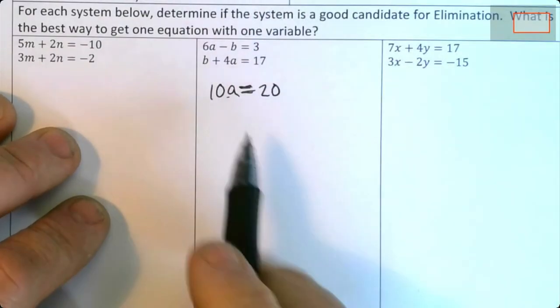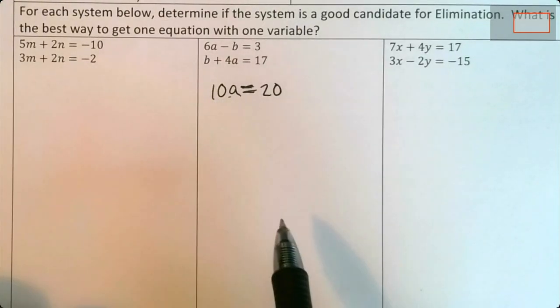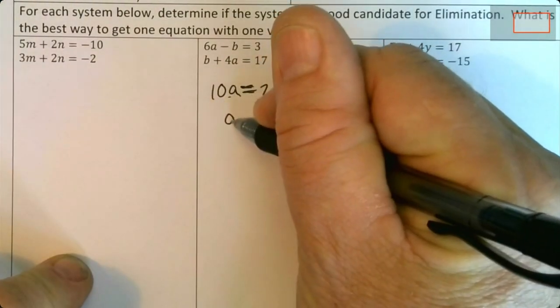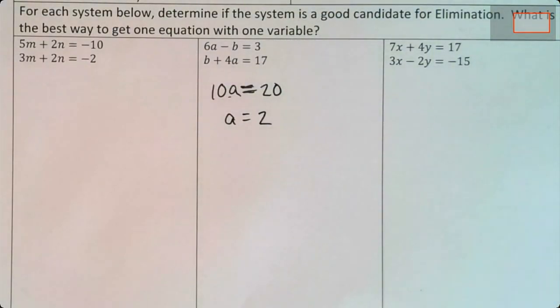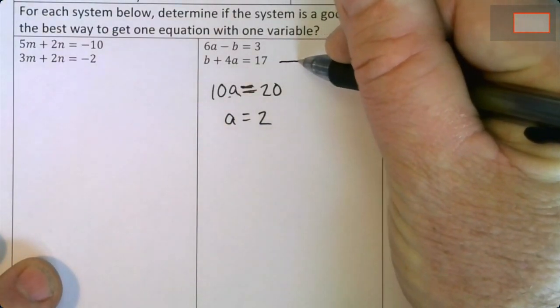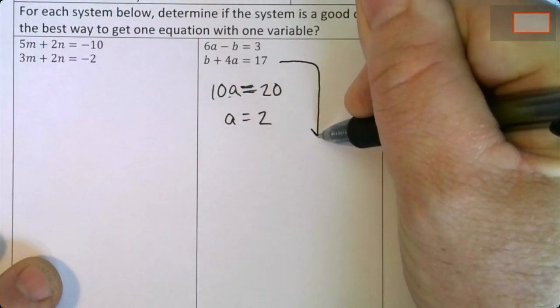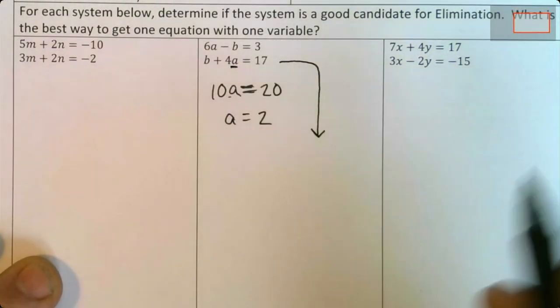So now this equation is pretty easy for us to deal with. I'm just going to divide both sides by 10, and I get that a is the number 2. Now that we know a is 2, our goal is to figure out both a and b. So I'm going to set it up so I can figure out what b is. I'm going to use this second equation again to do that, because now in the second equation I know what a is.